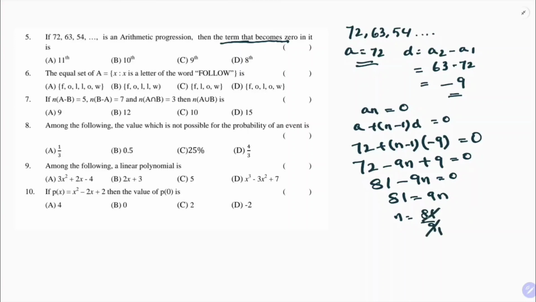9 times 1, 9 times 9. So the N value is 9. So the ninth term is 0. So the correct option is C.